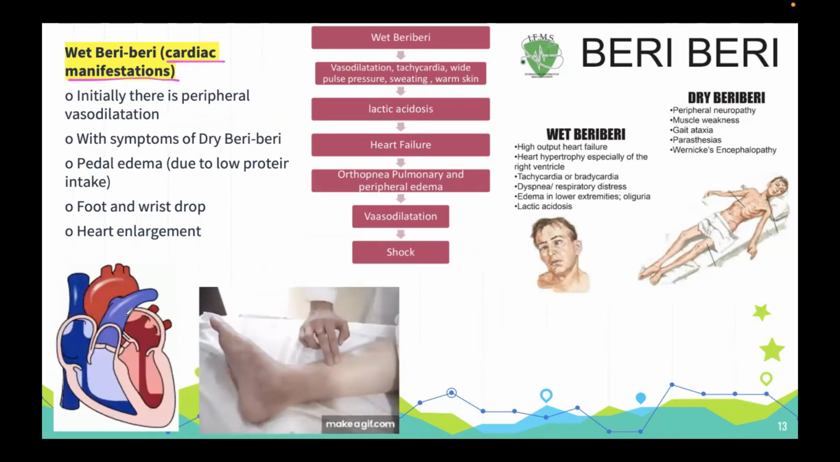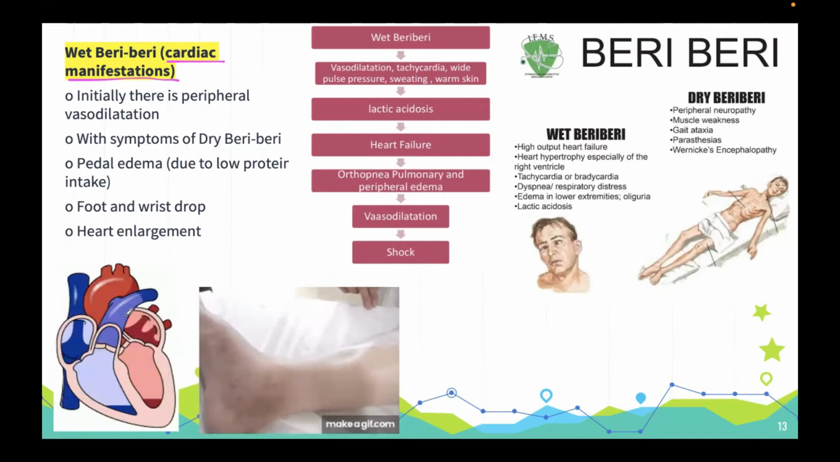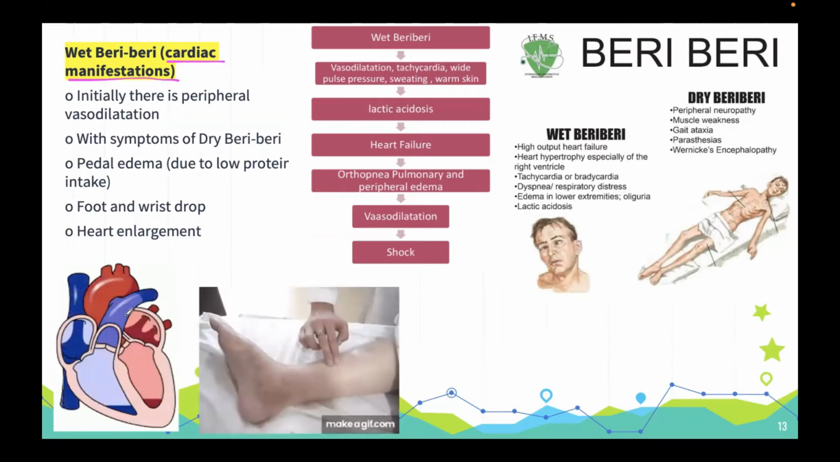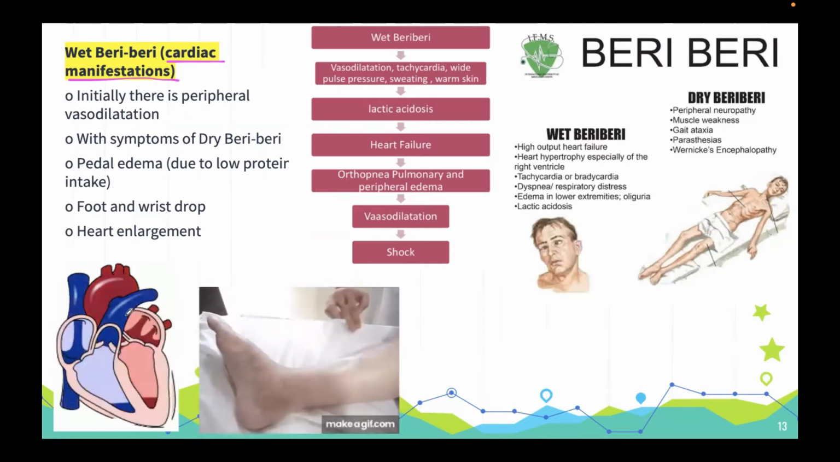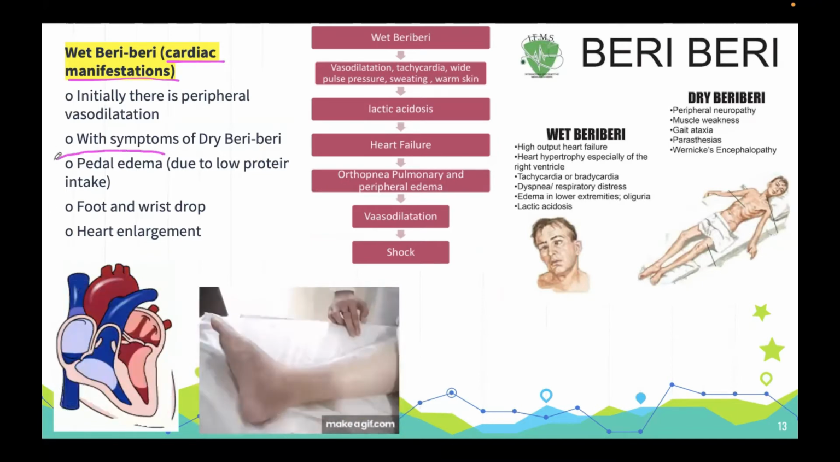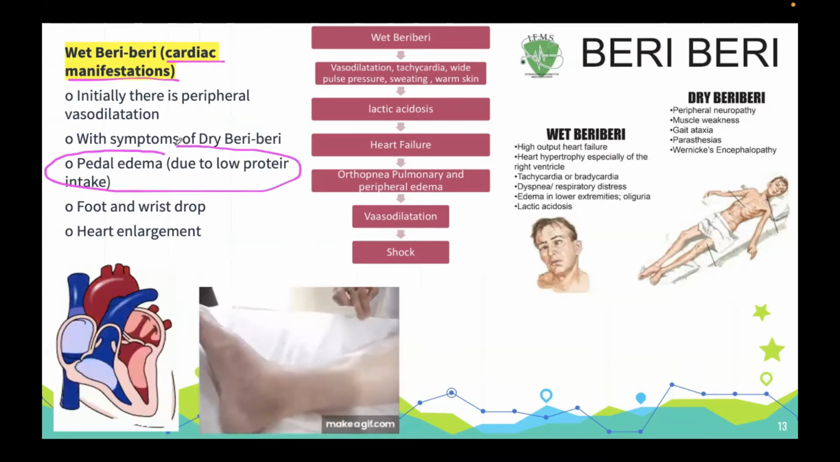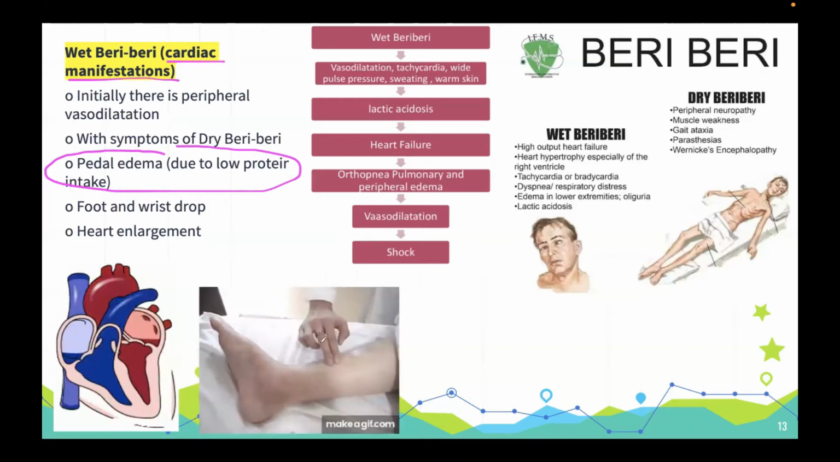Meron din tayong makikitang mga symptoms na katulad din po ng ating dry beriberi, but mostly yung mga peripheral vasodilation and cardiac manifestations, dito po talaga natin mas ma-observe yan sa mga wet beriberi patients natin. Okay, tatandaan po si pedal edema. This is because due to the low protein intake. So tingnan natin sa picture dito sa baba.